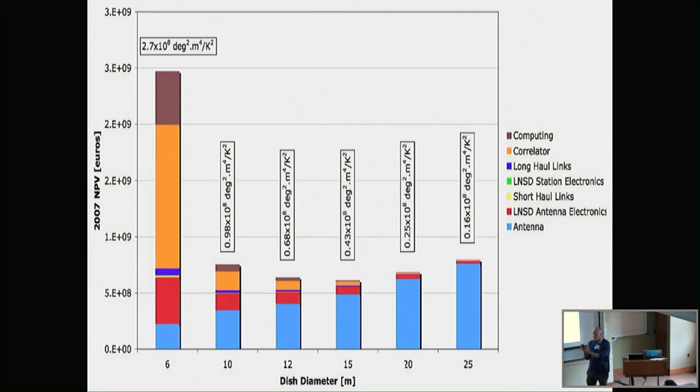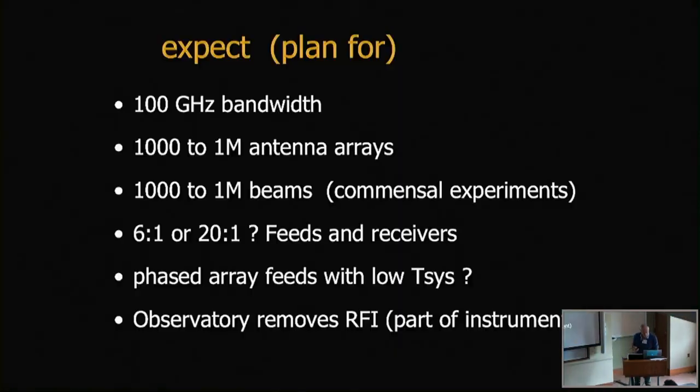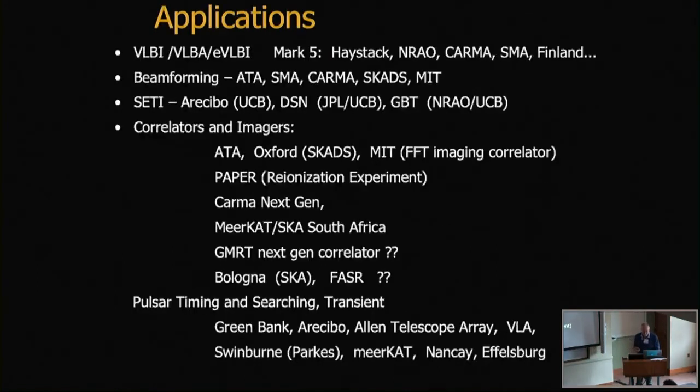Arrays will be made out of smaller and smaller elements, so already we're seeing arrays with hundreds or even thousands of elements. So you should think about what's going to happen in just the near future. We're going to have dishes with 100 gigahertz bandwidth, with thousands to millions of antennas, maybe up to 1 million beams, and very wideband receivers, low system temperature phased array feeds. So I think the future is looking good for radio astronomy.